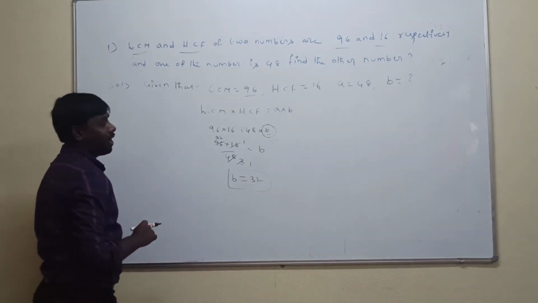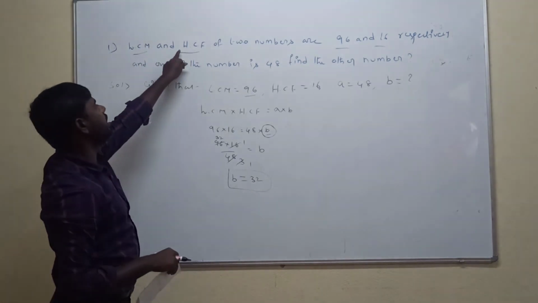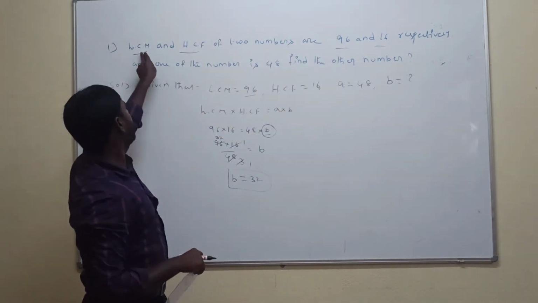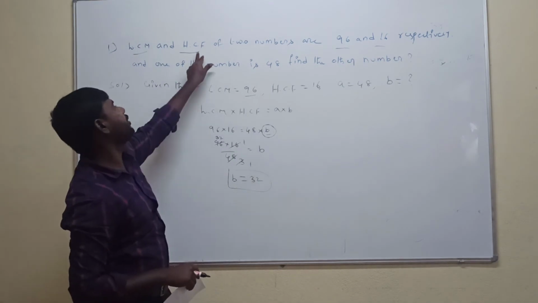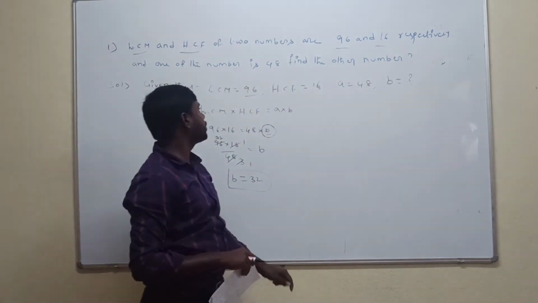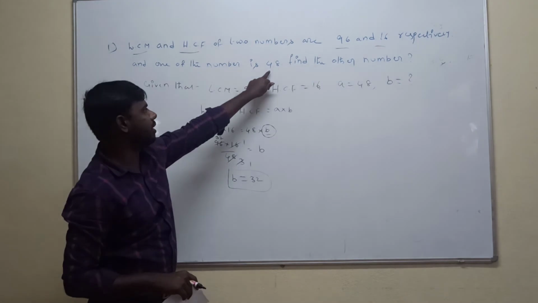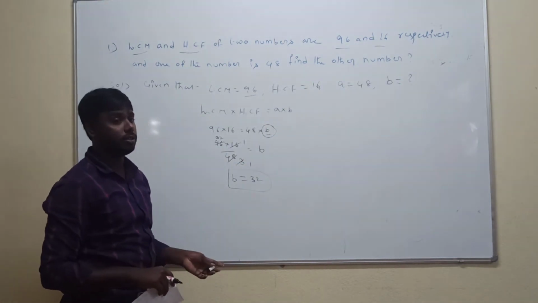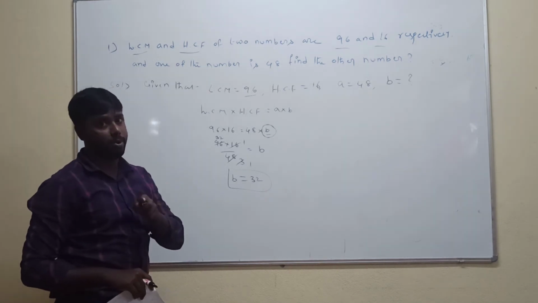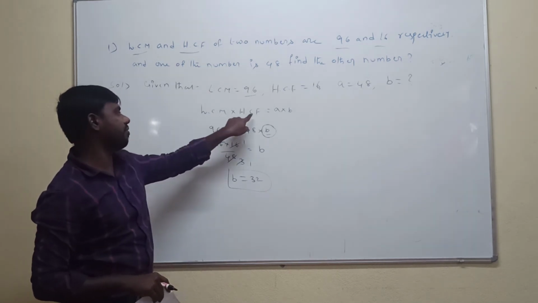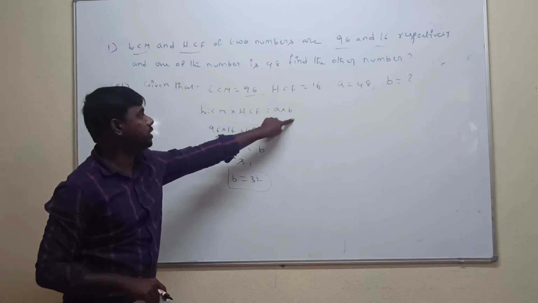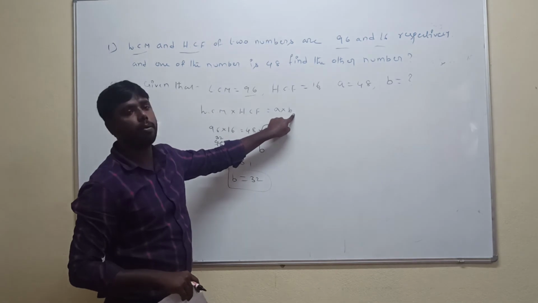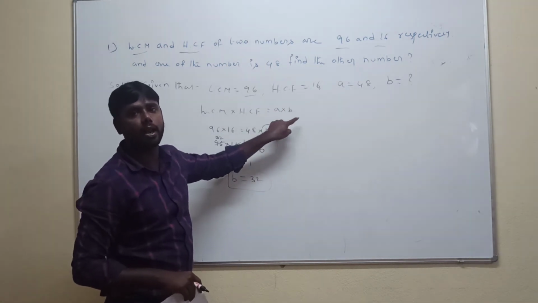So now what are they asking? The LCM and HCF of two numbers are 96 and 16, meaning the LCM value is 96 and the HCF value is 16. Next, one number is given, 48. The other number is not given. What is the condition? If A and B are two numbers, the product of the LCM and HCF is equal to the product of two numbers. The given number is considered A, so A is equal to 48. The other number, not given, is B, which we have to calculate.